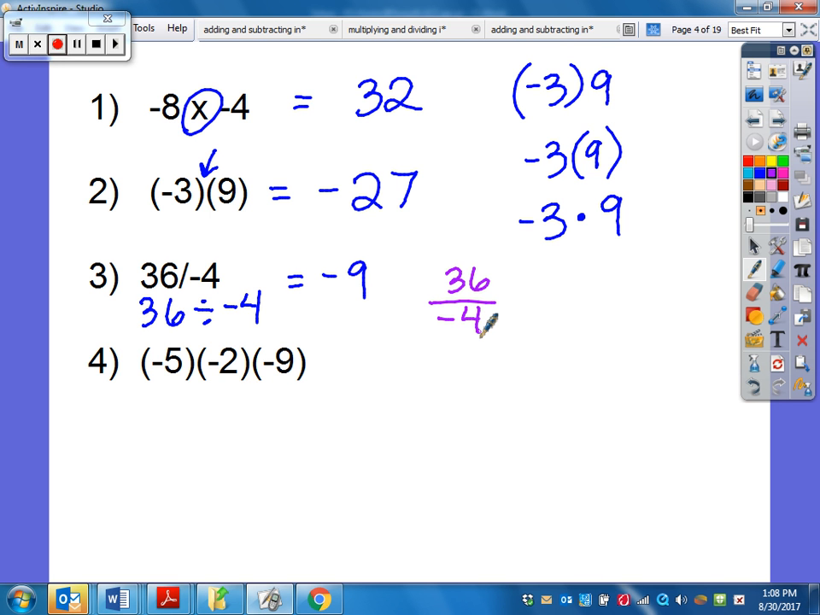Number 4, there's 3 factors. So I would do 5 times 2, which is a positive 10, because 2 negatives make a positive, times a -9. So now I have a positive times a negative, which is going to equal a negative number. So, to recap, on this slide, we talked about the rules of multiplying and dividing. We also went over different ways that multiplication can be represented and different ways that division problems can be given to you.